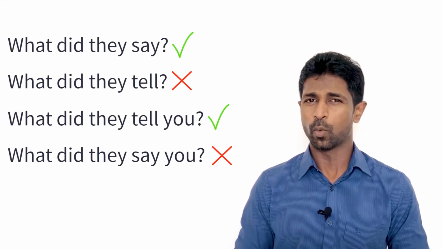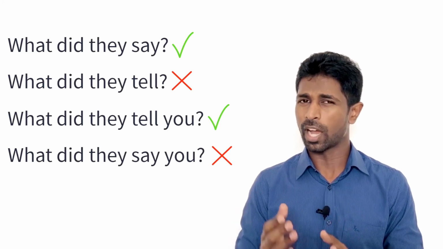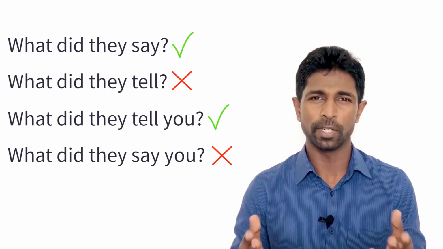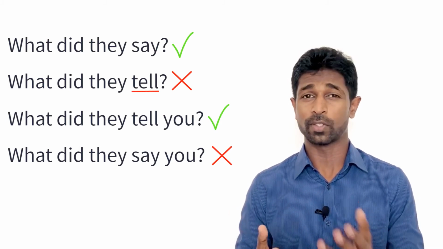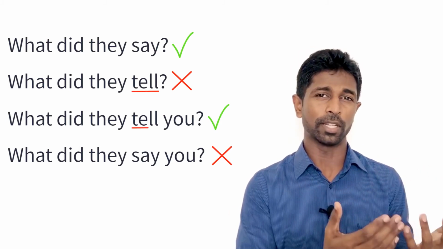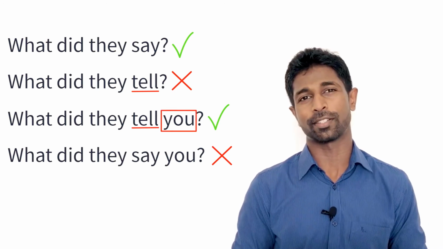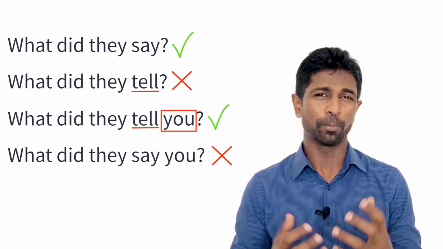Alright, so "what did they say" is correct because after say we don't use somebody. So "what did they tell" is incorrect because after tell you need somebody. "What did they tell you?" is correct. I hope you're getting it.